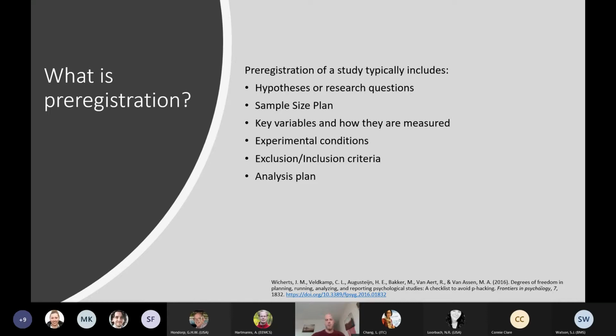It's also about experimental conditions. So for example, one group uses system A and the other group uses system B. Or maybe one group uses system A first and then system B, and the other group does the same in the opposite order. It's also important to specify what are the criteria to include or exclude data. So it goes a bit into the direction of data cleaning. And finally, the analysis plan. So what kind of statistical analysis are you planning to apply to your data?